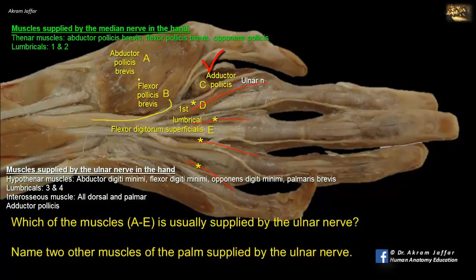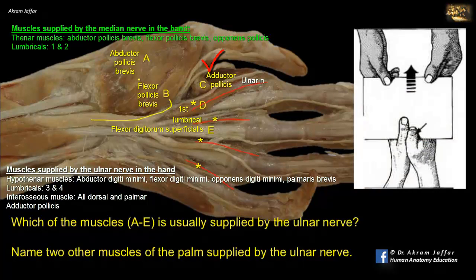When the ulnar nerve is injured, adduction of the thumb is lost because of paralysis of adductor pollicis, which is supplied by the deep branch of the ulnar nerve. If the patient is asked to grip a piece of paper between the index and thumb, the patient will do so by flexing the thumb rather than adducting the thumb. This is what is clinically known as Froment's sign.